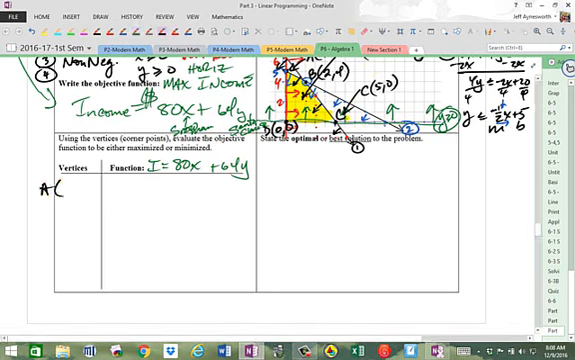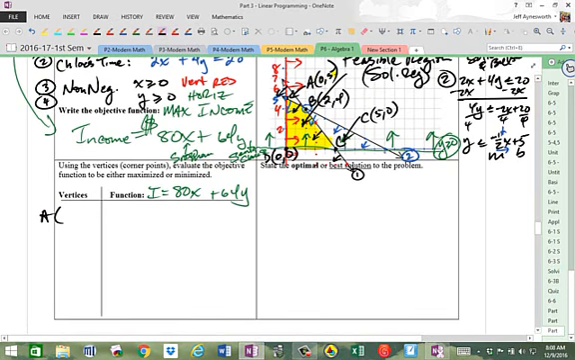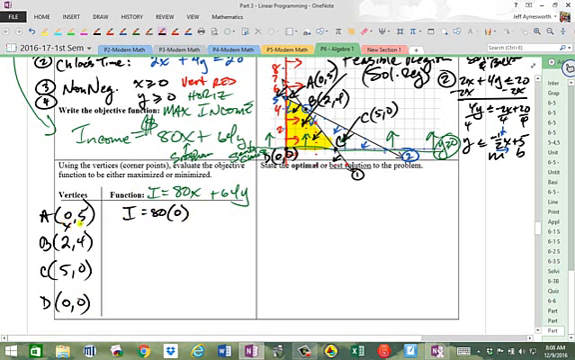So let's take each vertex. A is right here, 0, 5. B at 2, 4. C at 5, 0. And our non-solution, which is a solution, is D. So what's the income for each? So 80 times 0. Remember, this is x and this is y. Plus 64 times 5. Okay, that produces, let me see, 64 times 5 is 320, so 320 bucks.